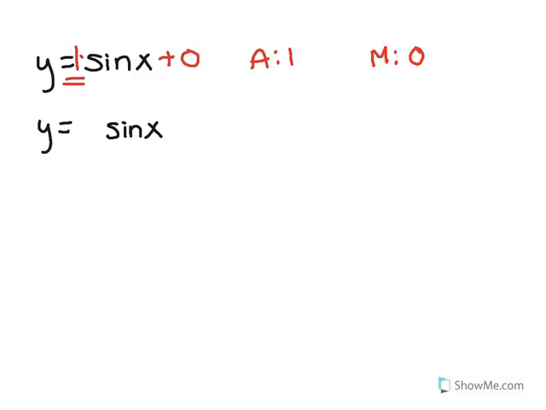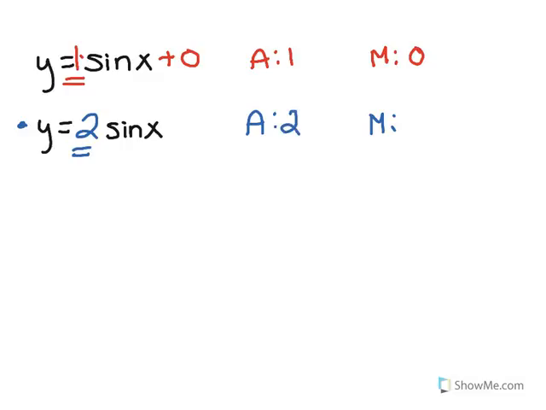So let's take a look at this next problem. I'm going to do this one in blue. And let's choose a couple different numbers. Let's make this 2 sine x. So in this case, let's try to determine the amplitude and the midline. The amplitude is going to be the coefficient of sine, which in this case is 2. So that's all I need to know. So the amplitude is 2.